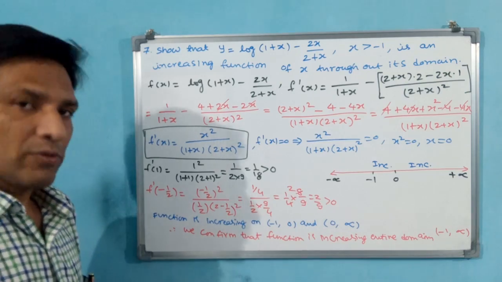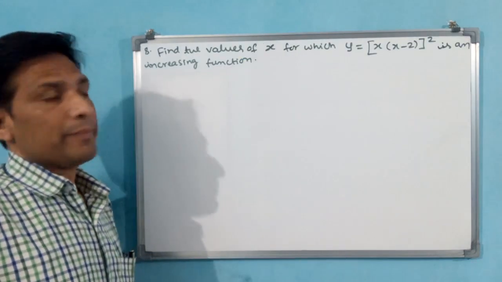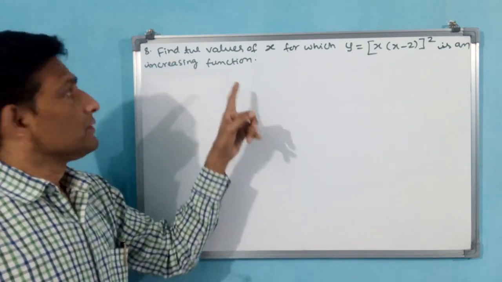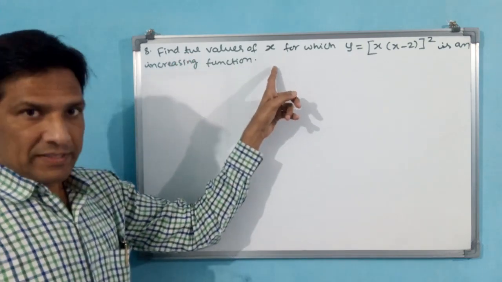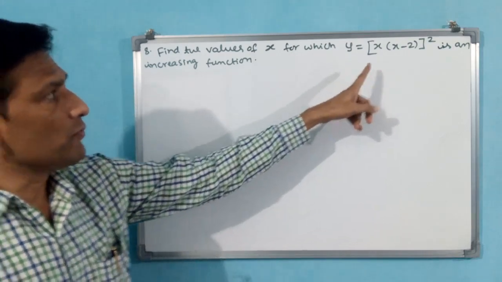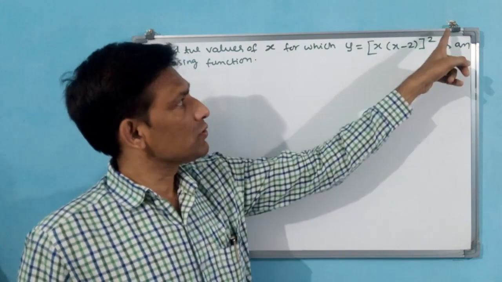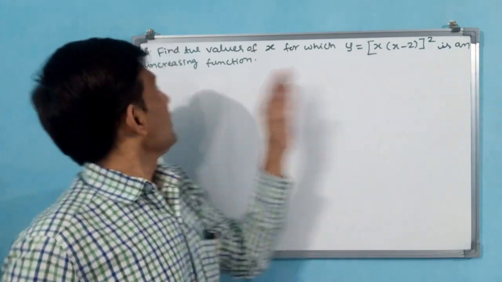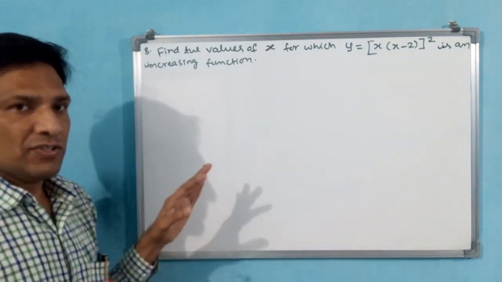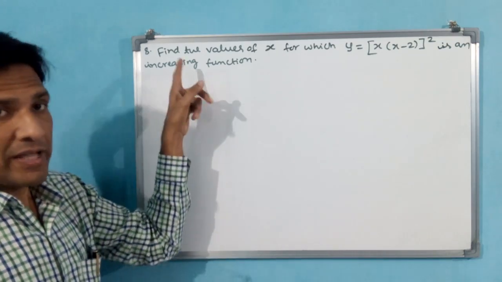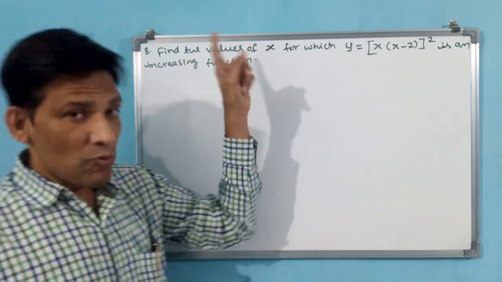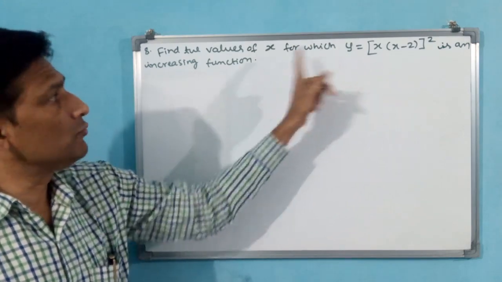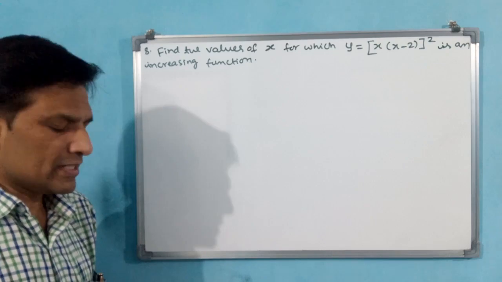Let us go for the 8th question. Okay. See, 8th question. Find the values of x for which y is equal to x into x minus 2 whole square. That means here x is also square, x minus 2 is also square. It is an increasing function. Okay. See, this is an increasing function. They are not asking us to prove. We have to find the intervals. That's all. Increasing function, where it is increasing, those intervals you have to find. This you have to understand.